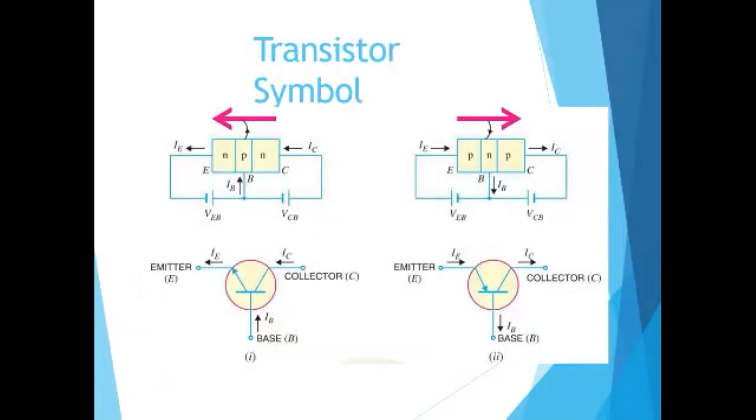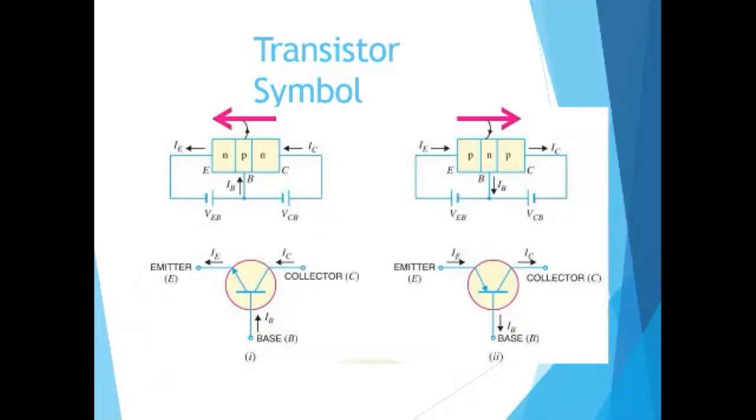So here are the transistor symbols: one is the NPN transistor, the second one is the PNP transistor. Both NPN and PNP transistors consist of three terminals: emitter, base and collector. So that is the construction. Below that is the symbol of the NPN transistor. Next, the PNP transistor. That is the construction of the PNP transistor, and the diagram below is the symbol of the PNP transistor.